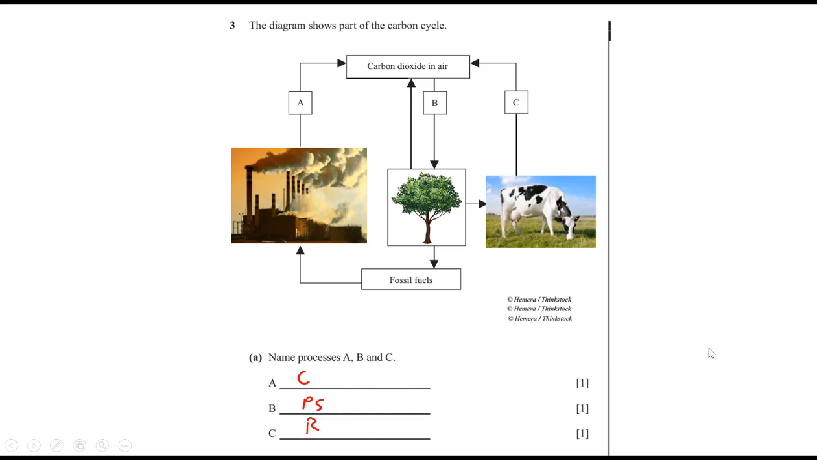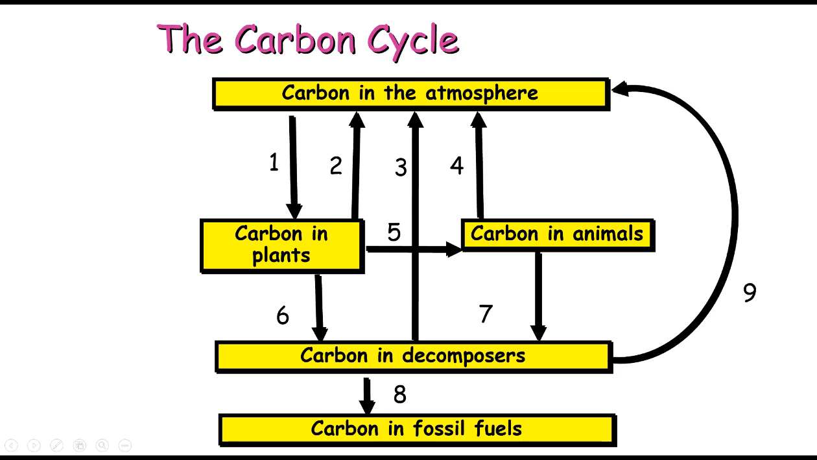Now, just for another bit of practice, write out the numbers 1 to 9 and see if you can name every process. So, 1 is photosynthesis, 2 is respiration, 3 is respiration, 4 is respiration, 5 is feeding, 6 is death, 7 is death and excretion, 8 is fossilization, and 9 is combustion.